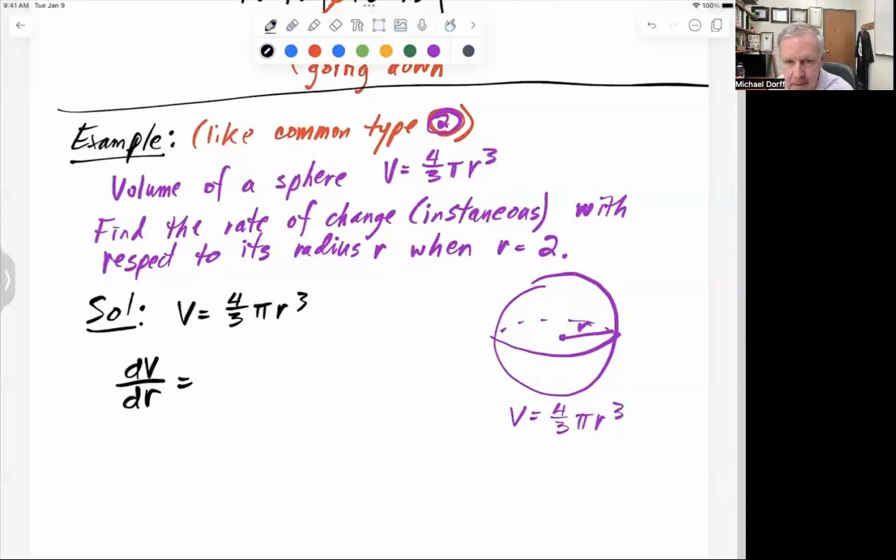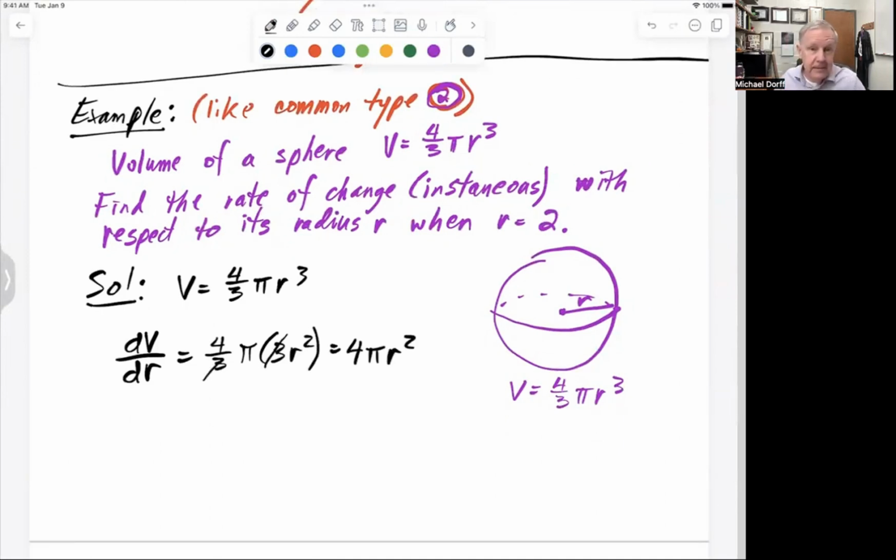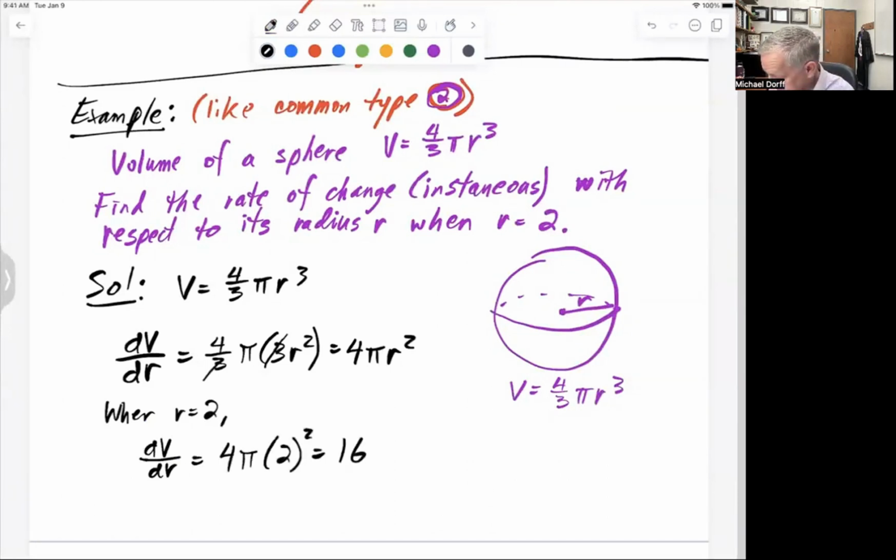So when I take this, I've got the 4/3 pi r cubed. I use the power rule, so I bring that 3 out front. So I have 4/3 pi 3r squared. And when I combine those, the 3's will cancel out, and I get 4 pi r squared. Now, that's the answer for the rate of change in general. And when r is 2, the rate of change equals 4 pi 2 squared, and 2 squared is 4. 4 times 4 is 16, so you get 16 pi.